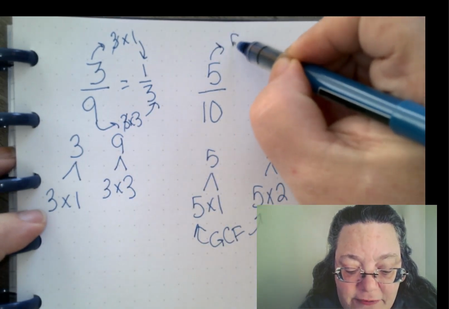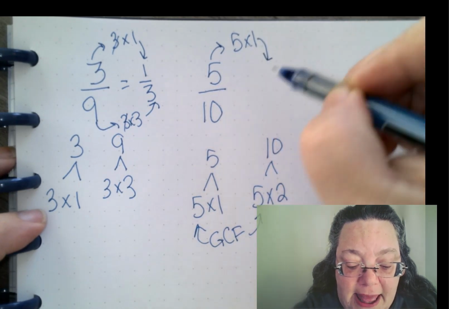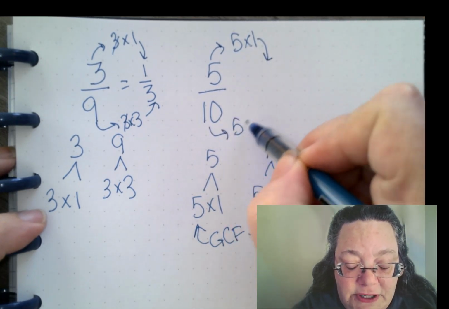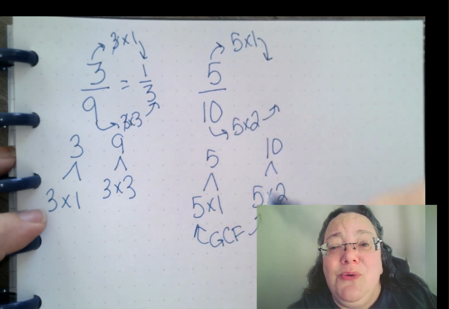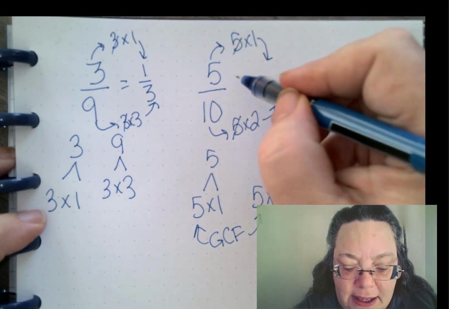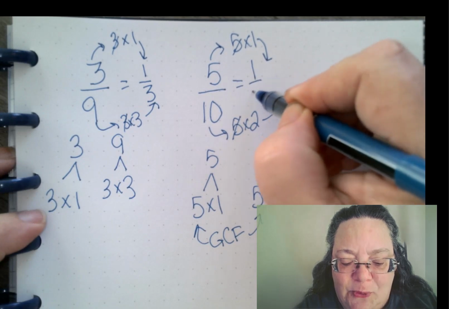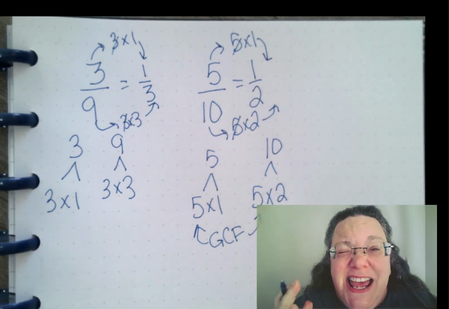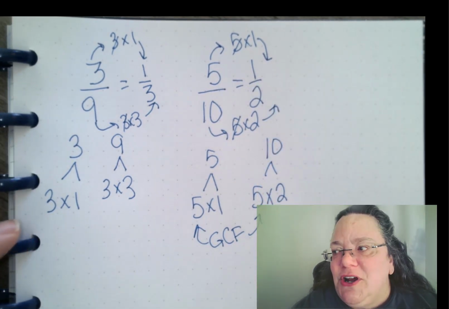We're going to take 5 times 1, and then 5 times 2. Now, what's really cool is 5 over 5 reduces to 1. And what do we have left? 1/2. And that's it. I know, it's super crazy. Let's try another one.